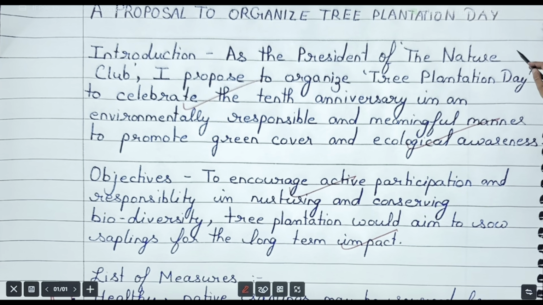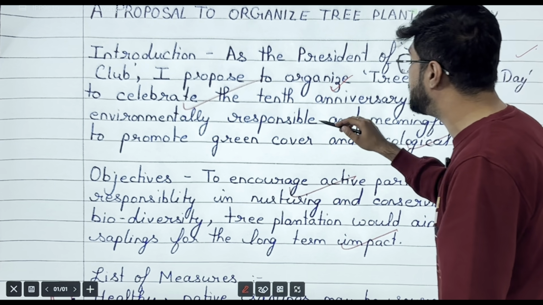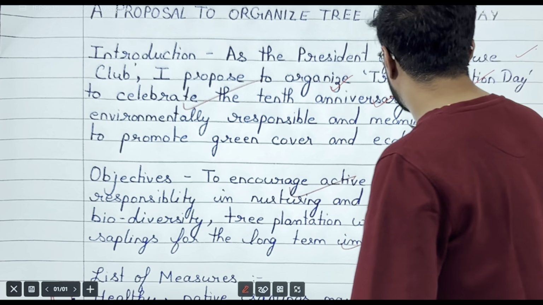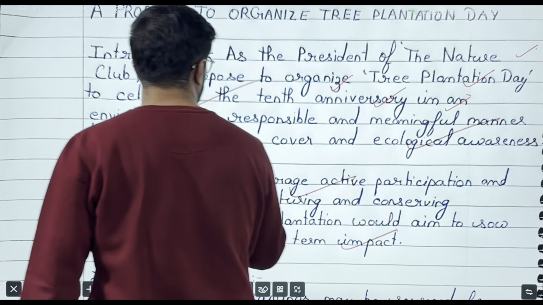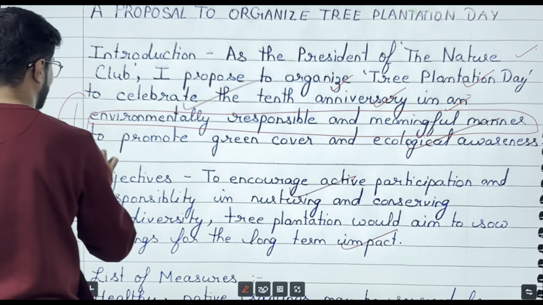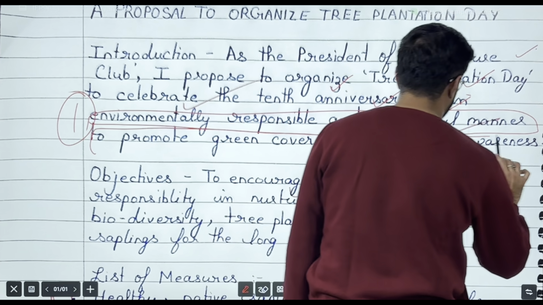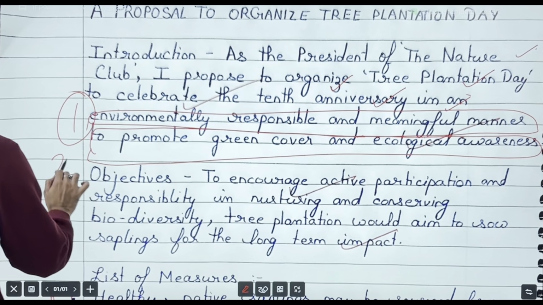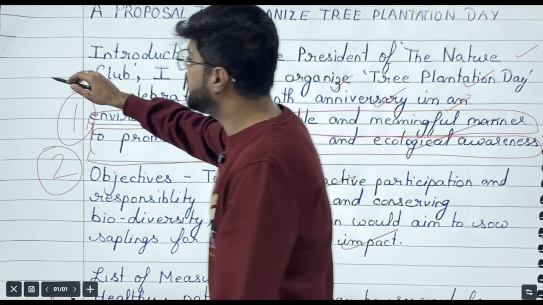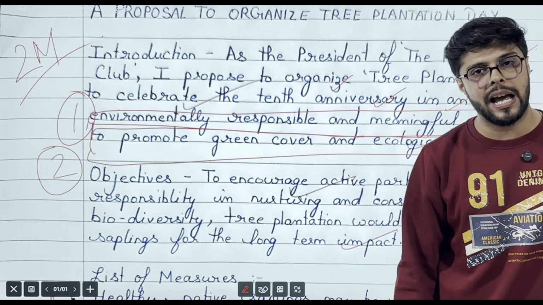As the president of the nature club, I propose to organize tree plantation day to celebrate 10th anniversary. This was given in the question. 10th anniversary in an environmentally responsible and meaningful manner. Point number one. To promote green cover and ecological awareness. Point number two. Two distinct points are mentioned in this introduction paragraph, which gets her full 2 marks for writing that. ठीक है? I hope that is clear.